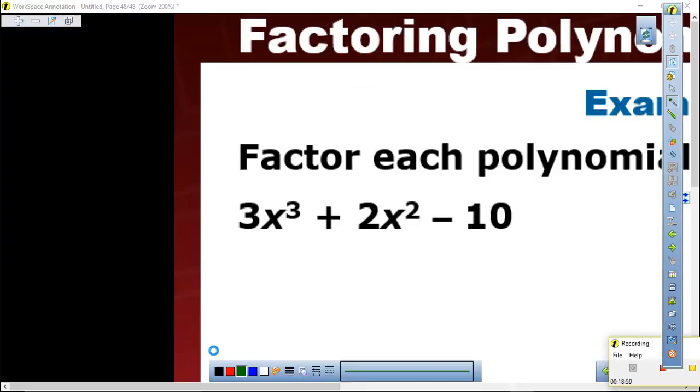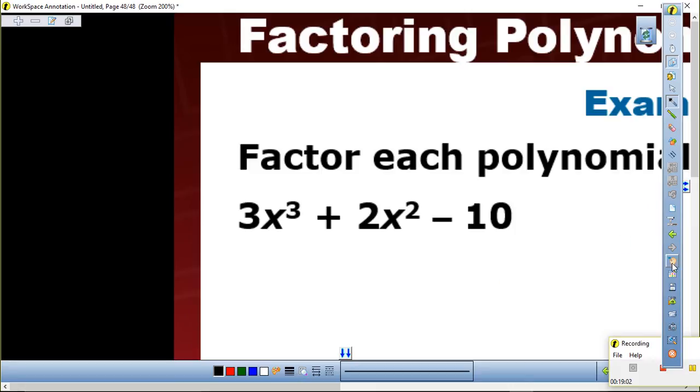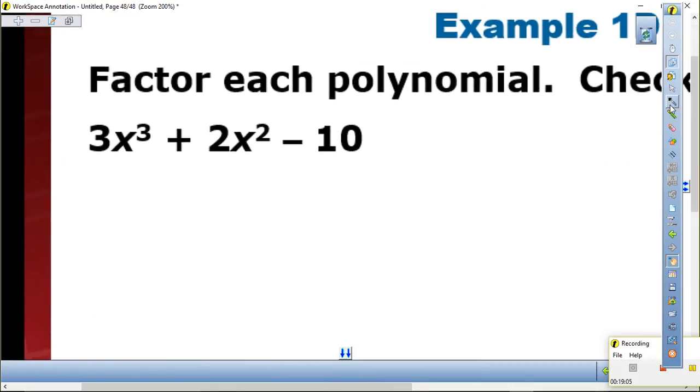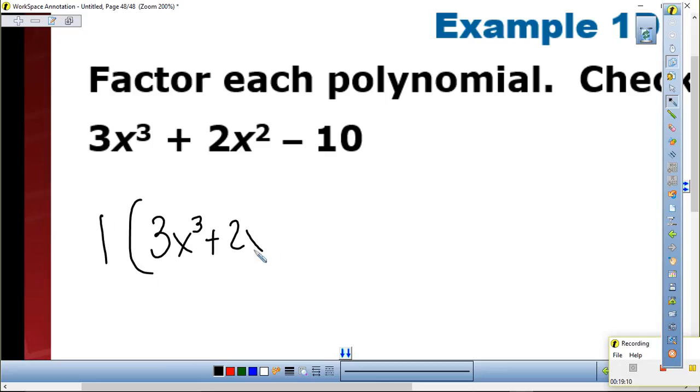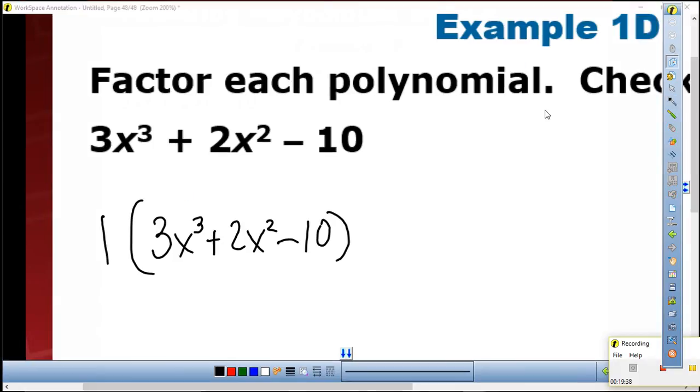All right, this one, example 1D, GCF. Everyone? 1. That is correct. 1 times 3x cubed plus 2x squared minus 10. That's my GCF. So why can't we just leave it as it is? Write it out again. I want you to start extracting the 1 because we're going to get to some problems where you need to find at least the 1 as a factor for some of them. So far, so good?